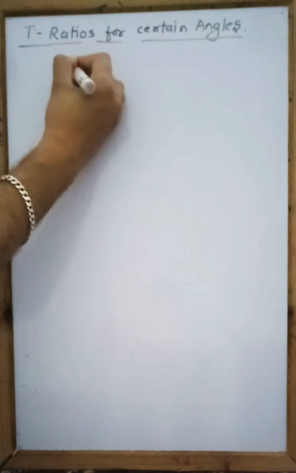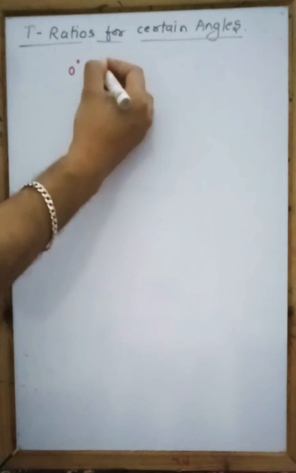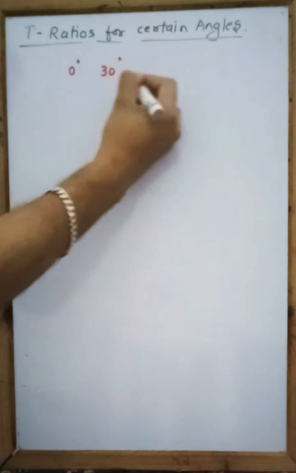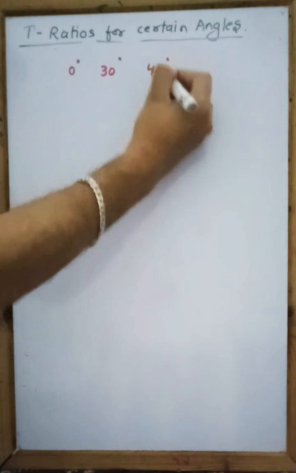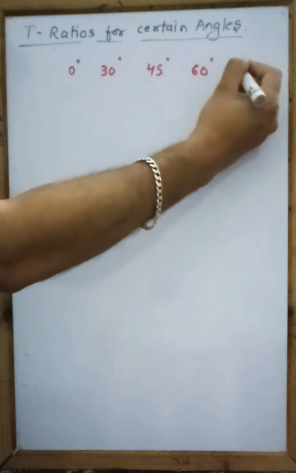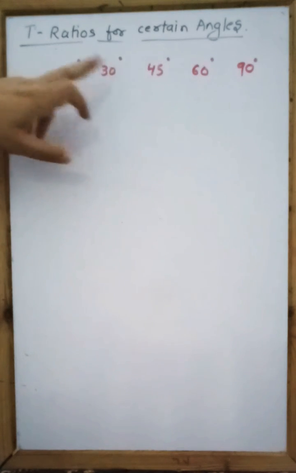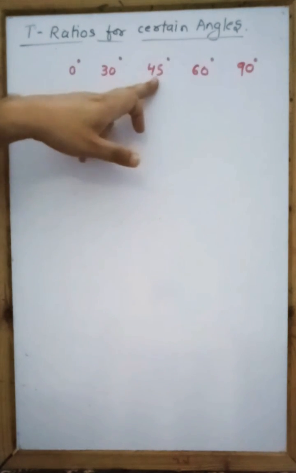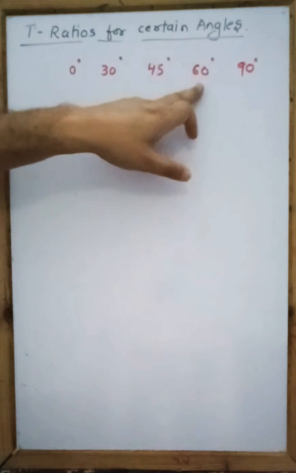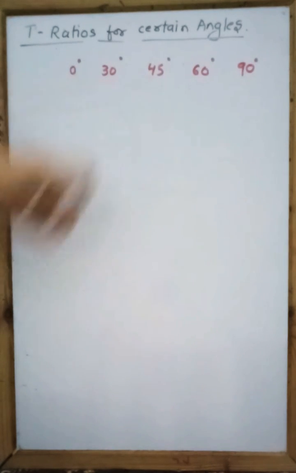So we have got 0 degree, then 30 degree, then 45 degree, then 60 degree, and then 90 degree. You must remember these angles. These are in the ascending order: 0, 30, 60, 90, with a gap of 30, and there is a 45 also in between.